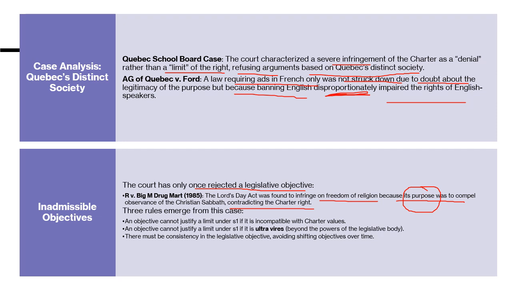An objective cannot justify a limit under section 1 if it is incompatible with Charter values. It cannot be justified if it is ultra vires, beyond the power of the legislative body. There must be consistency in the legislative objective, avoiding shifting objectives over time.